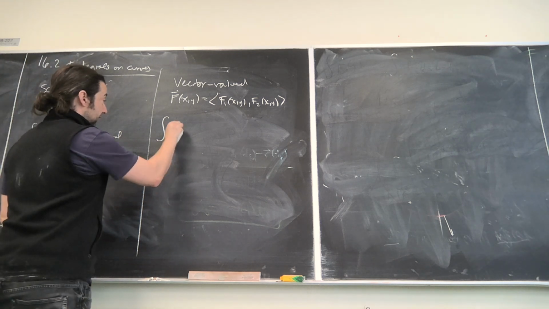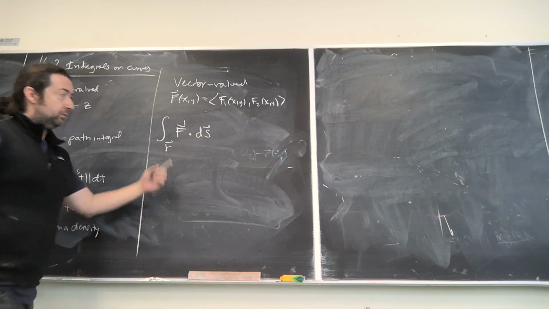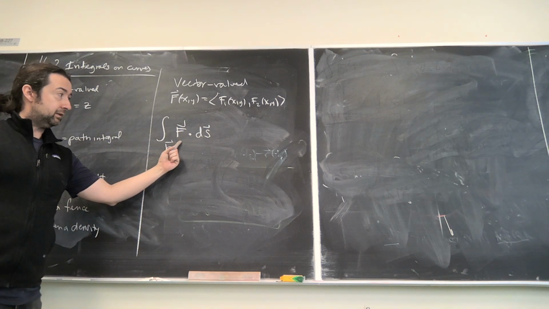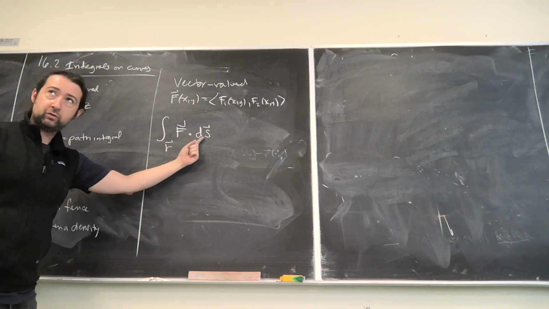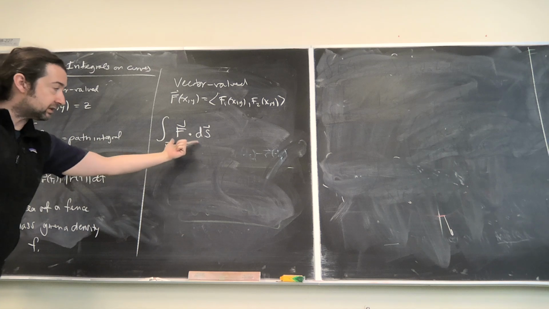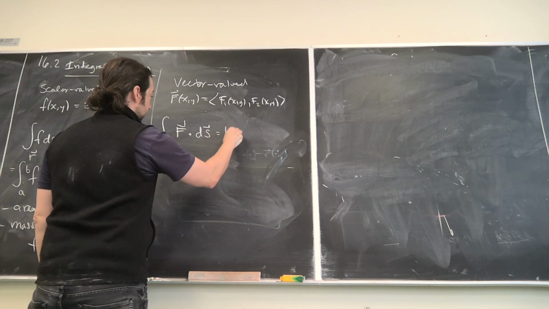So we're going to have this object f dotted with ds, but now this is a vector. So that has to be a vector for this dot product to make sense. We're going to have a vector version of ds. And this thing that we're going to build today is called the line integral.